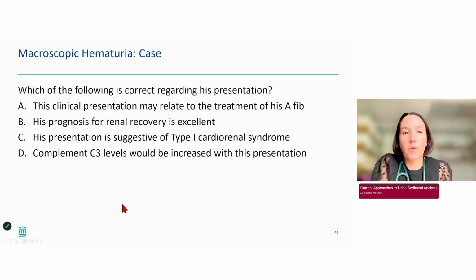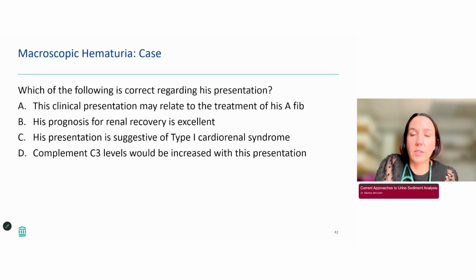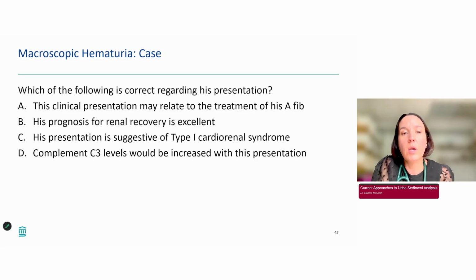Which of the following is correct regarding his presentation? His clinical presentation may relate to his treatment for AFib. His prognosis for renal recovery is excellent. His presentation is suggestive of a type of cardiorenal syndrome, type 1, or C3 would be increased with this presentation. And I'll give you a few seconds to respond.